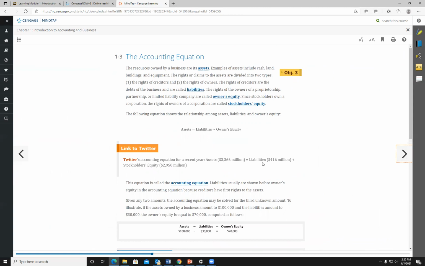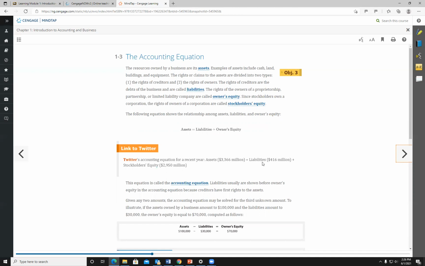Before we can discuss what the accounting equation is, let's discuss what these terms really mean. First, let's start with assets. What are assets? These are the resources that your business owns. Examples: cash, land, building, equipment. Resources that your company owns.